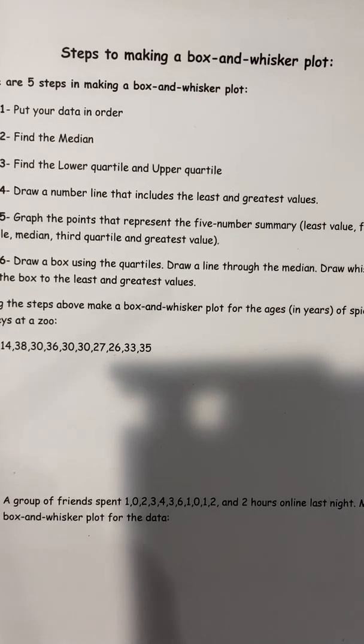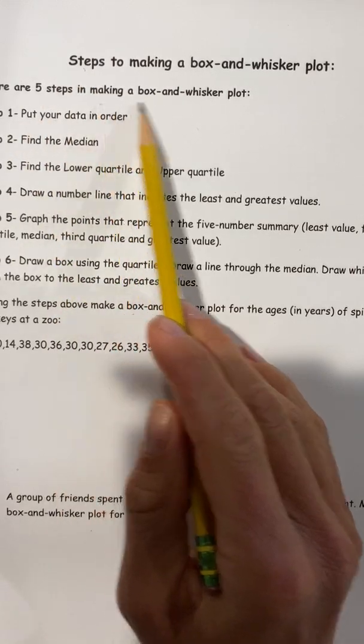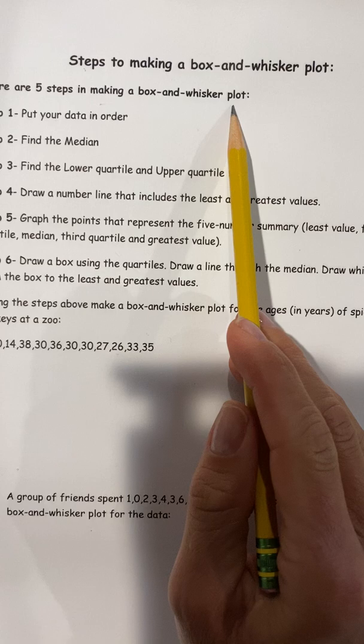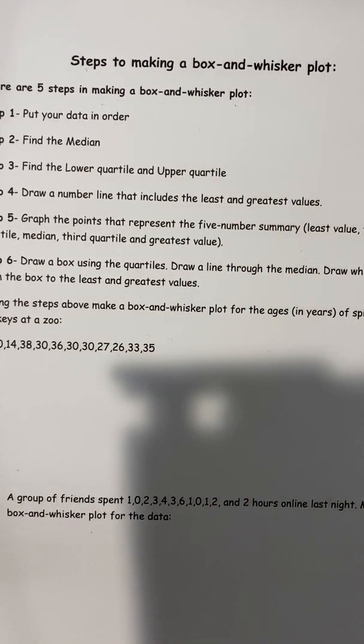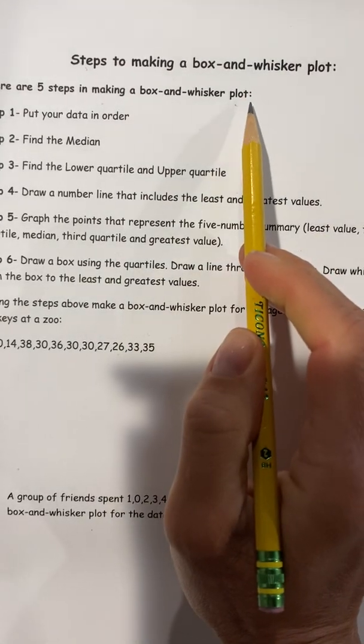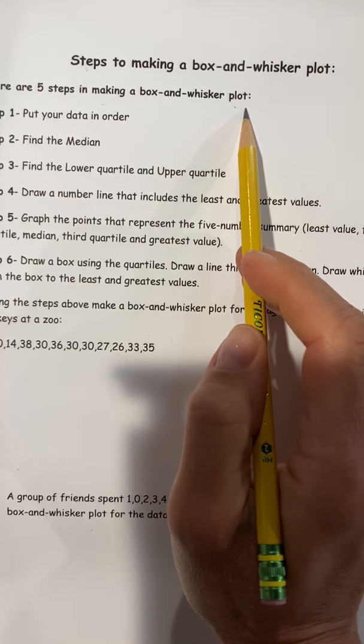All right, the next video this week is how to follow 5 steps for making a box and whisker plot. Whenever we make a box and whisker plot, we do it right after we find the interquartile range, because if you know how to find the interquartile range from our previous video, then making a box and whisker plot is not too bad.